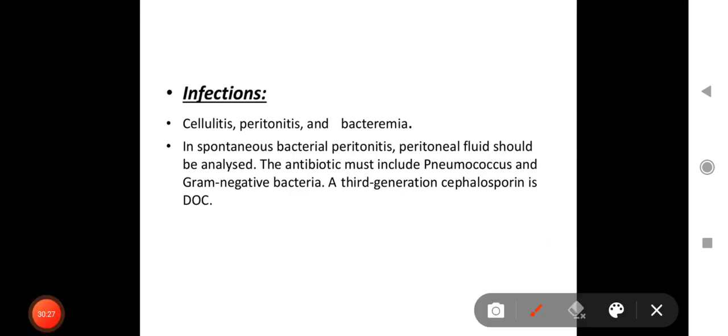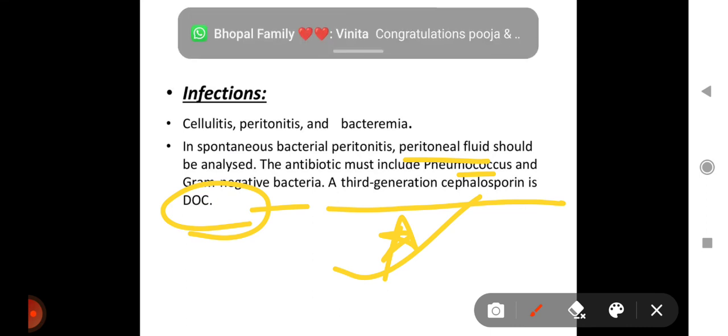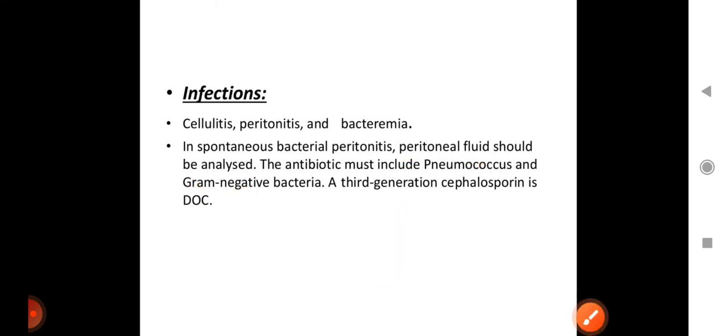Next, infections: cellulitis, peritonitis, and bacteremia are commonly seen. In SBP, peritoneal fluid should be analyzed. The antibiotic must cover pneumococcal and gram-negative bacteria. Third generation cephalosporin is the drug of choice. So this can be asked: what is the drug of choice for spontaneous bacterial peritonitis?